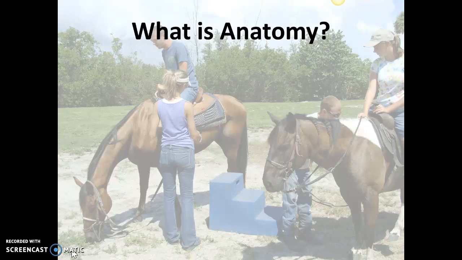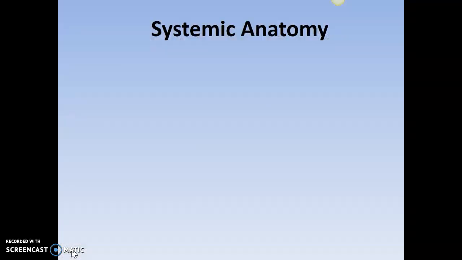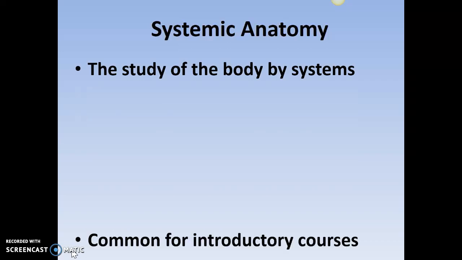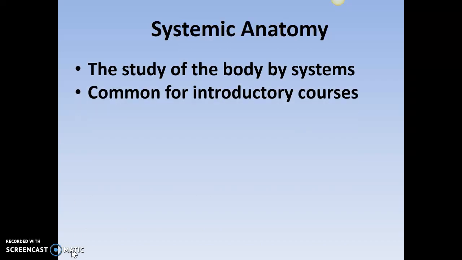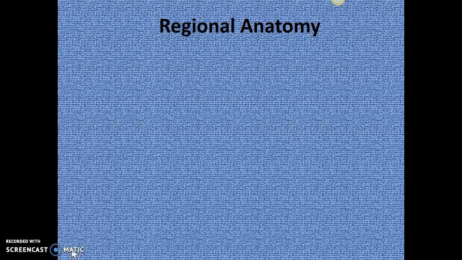Textbooks. Okay, so what's anatomy? Anatomy is the parts, just the parts of the body. And we study systemic anatomy, which is by the systems. It's common for introductory courses such as the high school course. Examples of systems are circulatory, nervous, skeletal, muscular, and we'll hit the integumentary system, which is the skin, the muscular and skeletal this semester.